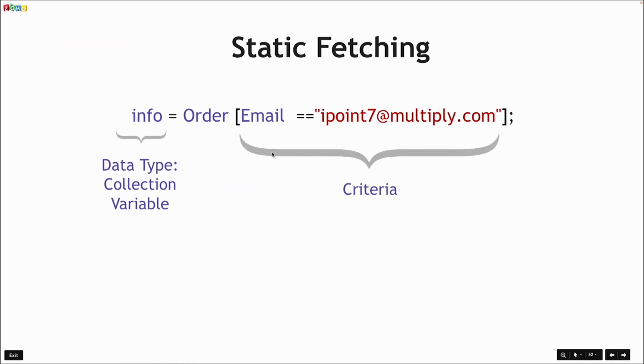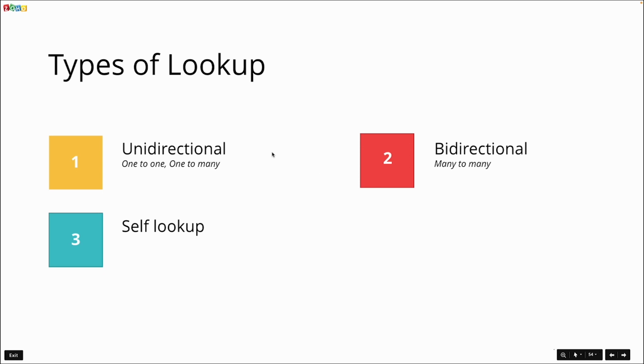And then comes the lookup. Let us assume we are going to fetch the data based on a lookup field. Before we do that, we should understand the types of lookups. We have 3 types of lookups: unidirectional, bidirectional, and self lookup. When we talk about unidirectional, it is one record getting associated with another record. So there will be a data transfer from form A to form B.